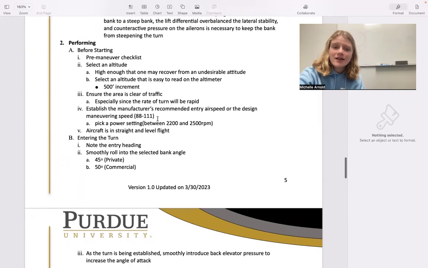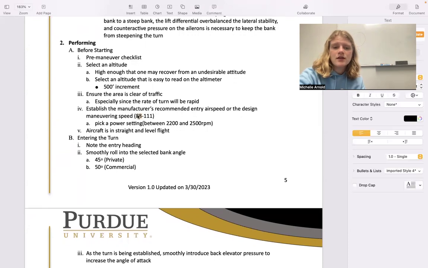Ensure the area is clear of traffic, clearing turns, and establish the recommended airspeed by the manufacturer. For the Piper Archers, it's going to be 98 to 113. We usually try to do around 100, and then pick a power setting that'll allow you to maintain that airspeed. I usually do around 2,150 if I can.